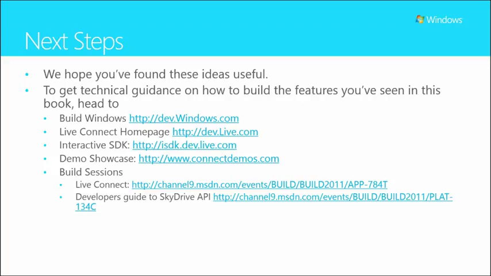On this slide, I have included resources that you can use to get started building Windows and Windows Live applications. The Build Windows website is a great resource with tutorials, documentation, sample code, and references to the API to get started building Windows applications. The Live Connect homepage speaks to the Live Connect platform and how you can get started building applications that use the Live services. The Interactive SDK is an interactive means in which you can get your hands dirty playing with the SDK. It's a great way to get started.